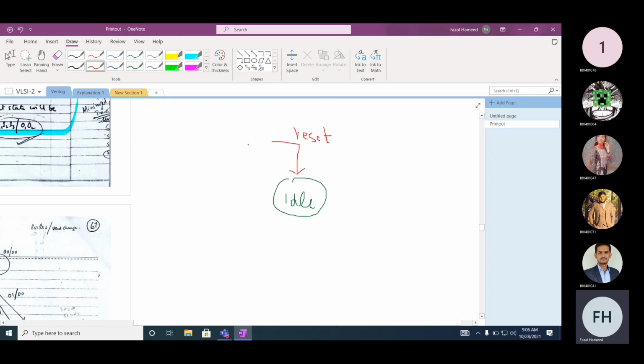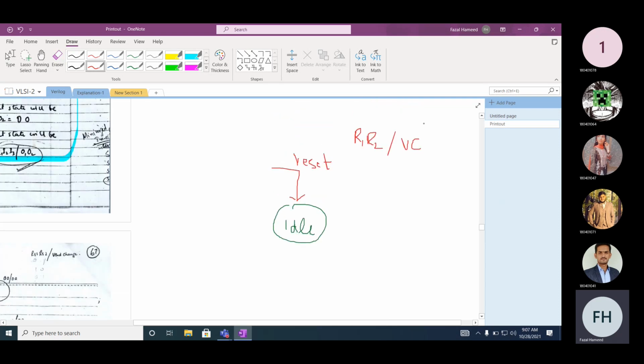Now we have 2 inputs and 2 outputs. Let's assume this is R1, ₹1 and ₹2. These are the inputs, and vend and change are your outputs. How many inputs are there? 2 inputs. How many outputs are there? 2 outputs. Now, if we are in the idle state, there are 4 possible combinations: 0 0, 0 1, 1 0, and 1 1.